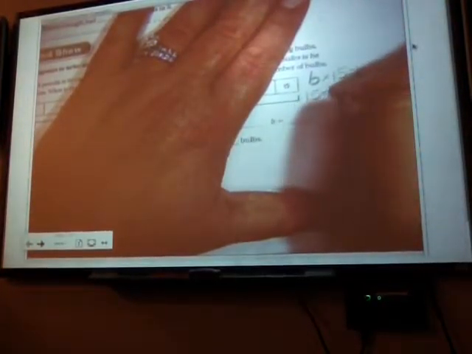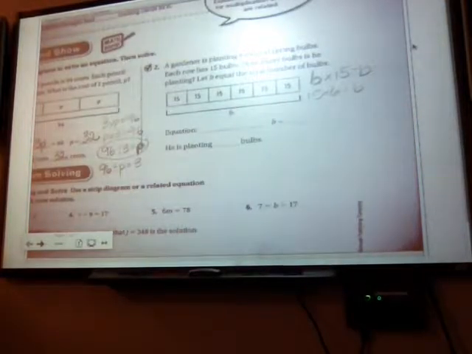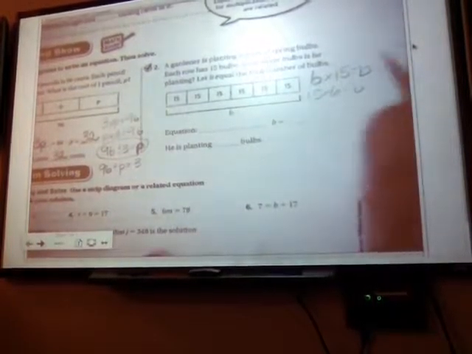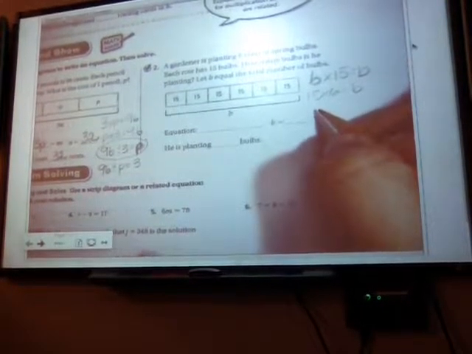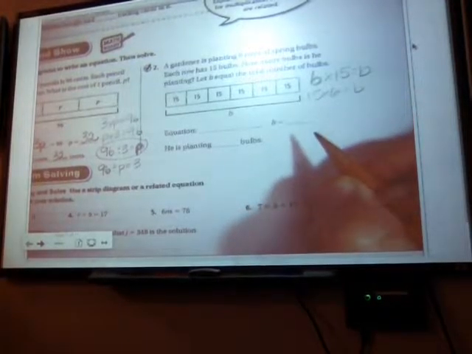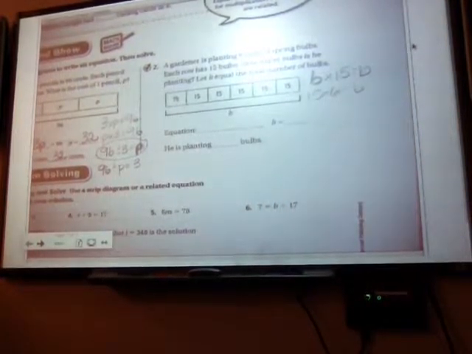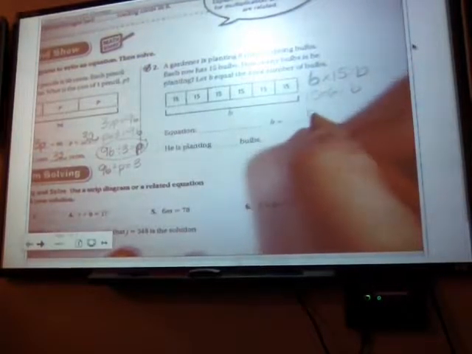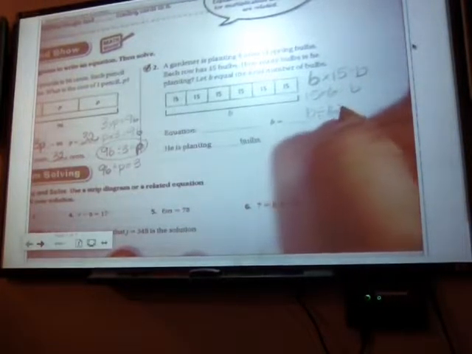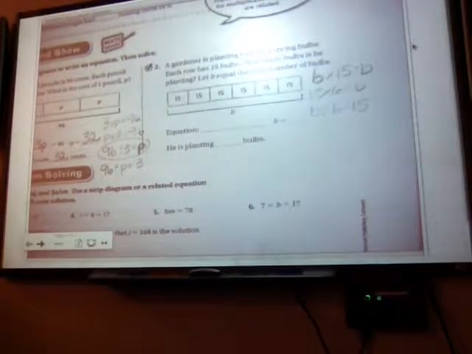What else could I do? Allie. You can do 6 times B equals... oh wait, never mind. You can do B divided by 6 equals 15. Nice job. B divided by 6 equals 15.